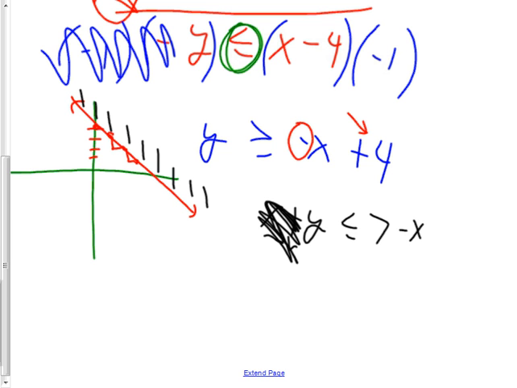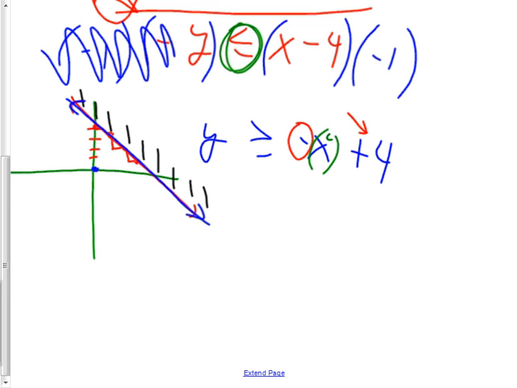There is one other way you can tell where to shade, and that's called testing a point. Would you agree that 0, 0 is on one side of my line? Here's my line, and there's two sides of the line, and 0, 0 is on one side of the line. You test if 0, 0 works. If I put 0, 0 in here, does it really work? 0 goes in here, and 0 goes in here. Is 0 greater than or equal to negative 0, which is just 0, plus 4? Is 0 really greater than 4? No, so you know it does not work.